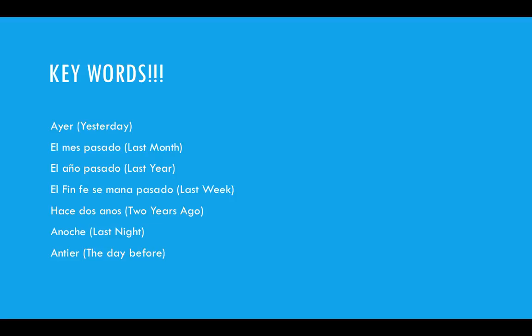And here are some keywords that you should look for when reading to know if it's preterite. We look for ayer, el mes pasado, el año pasado, el fin de semana pasado, hace 2 años, anoche, and anteayer. These are all words that happened in the past.